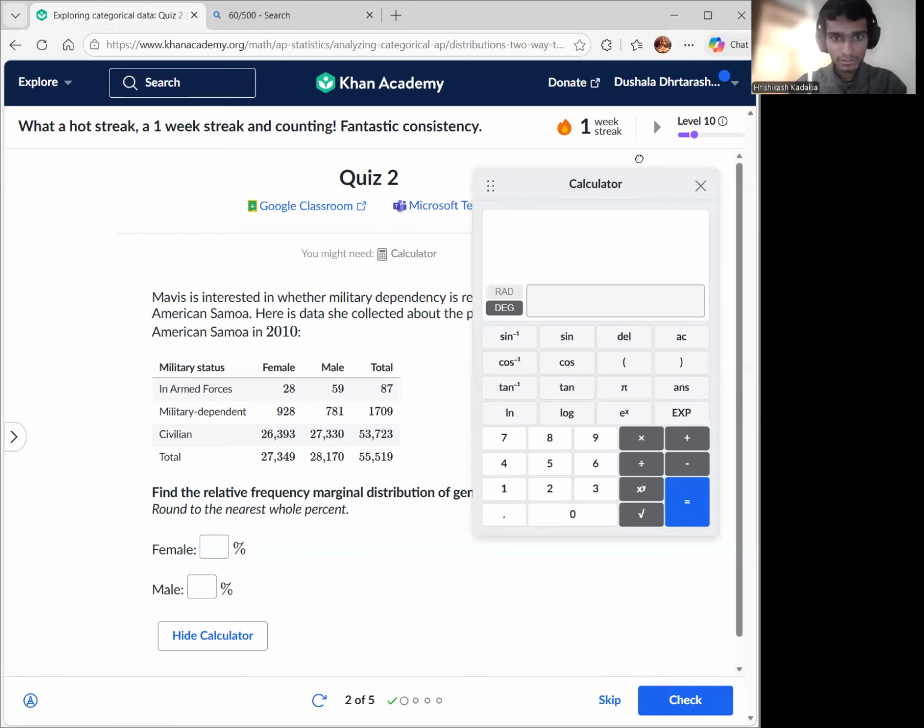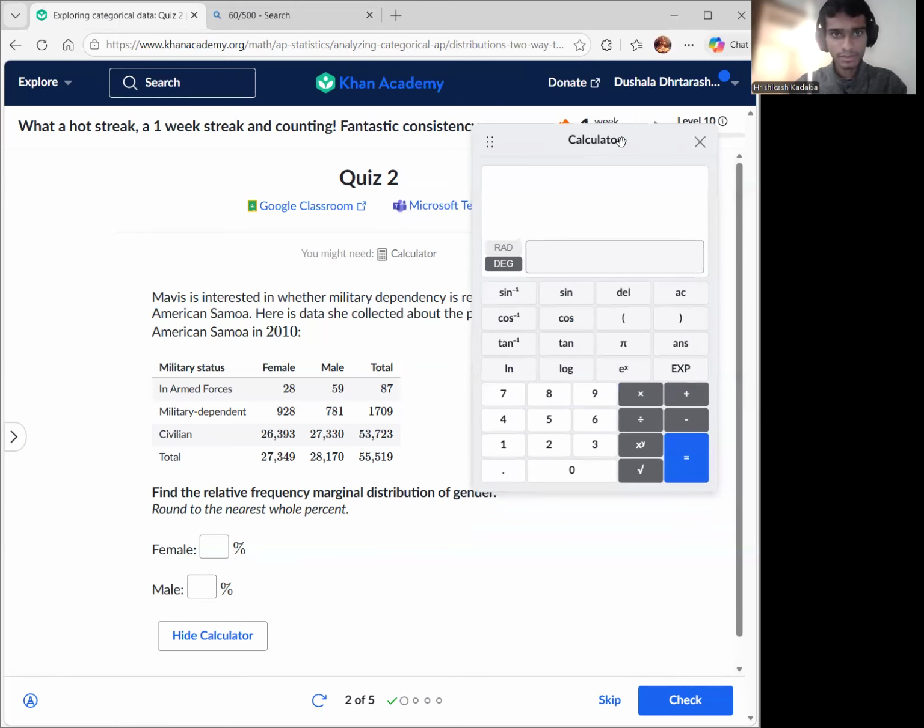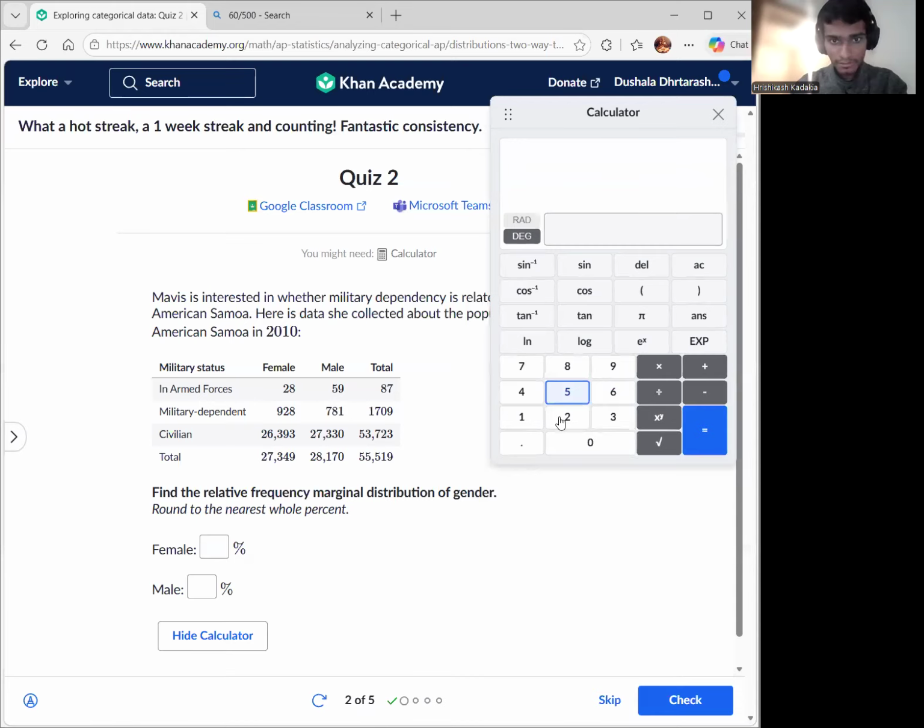This Khan Academy calculator. Let me see. I think it's shown right. Okay, so we just toggle this calculator up here. Now it shows 27,349. Oh, I think I can type on my keyboard. I just need to type here. So 27,349 divided by 55... what's the division sign? Yeah, there we go. Divided by 55,519. Okay, this one is actually 49 point something, so that means about 49.26.